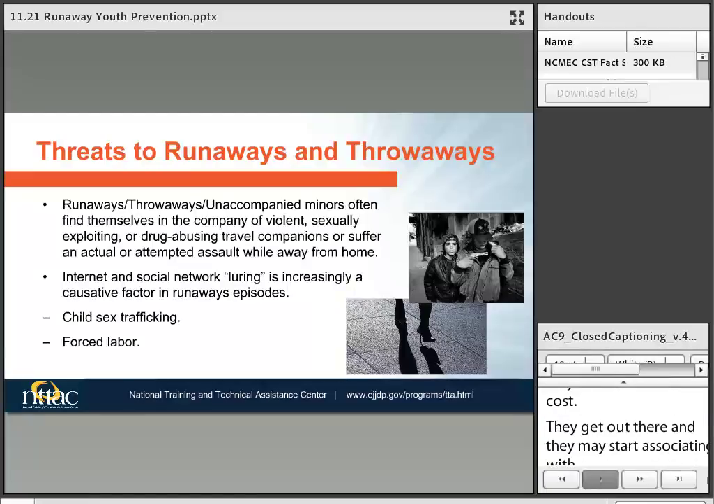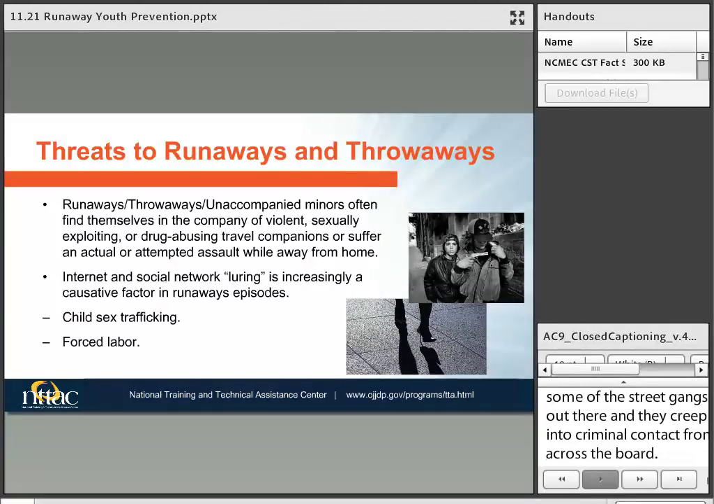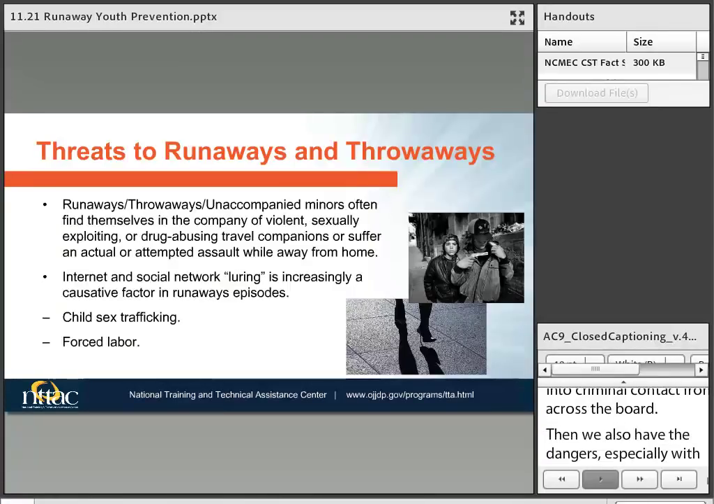Then we also have the dangers, especially with the cell phones out there now, the social networking sites that lure kids, pull them away, and pull them out to the streets, which can lead to sex trafficking, forced labor, and things of that nature.